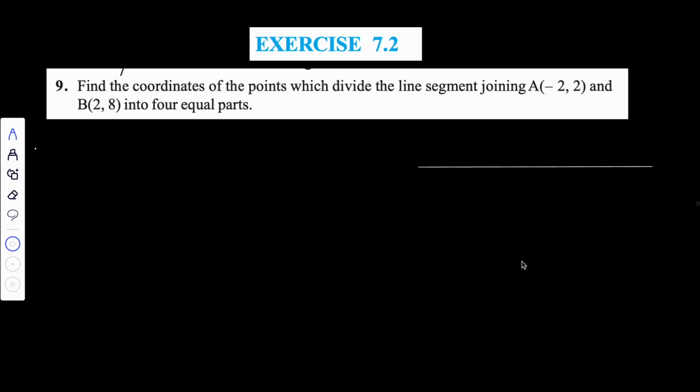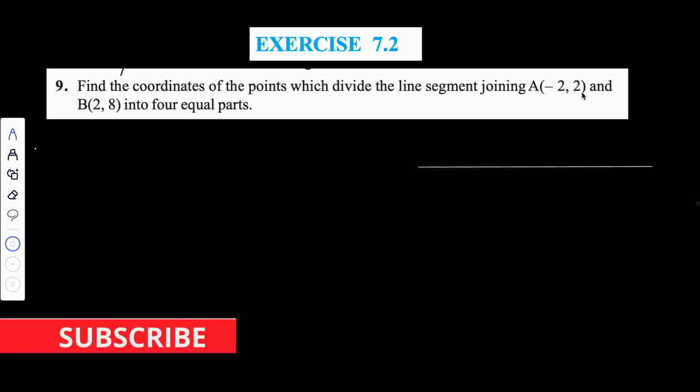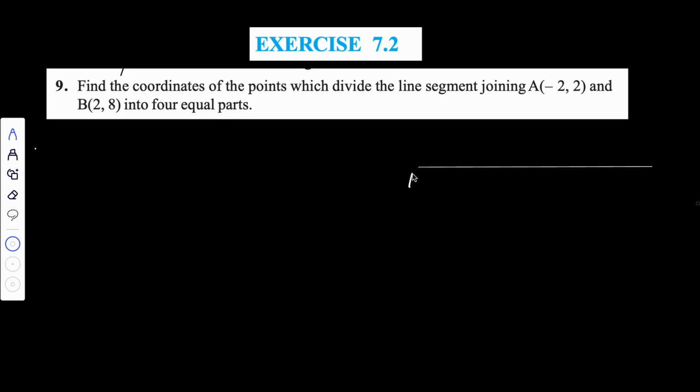Hello students, here I am going to continue coordinate geometry exercise 7.2, ninth question. Find the coordinates of the points which divide the line segment joining A(-2, 2) and B(2, 8) into 4 equal parts. Here there is a segment A, that is (-2, 2) it is given, B it is given (2, 8), and I will take here the midpoint of AB as P(x, y).